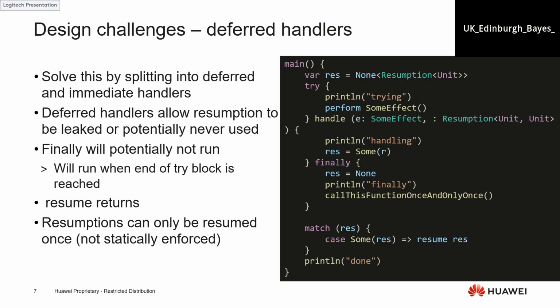I'll come to how we mitigate that in some ways. So this finally block will potentially never run. It's specified when the try block runs. It won't run when we fall off this handle. The resumption is stored. If we resume the resumption, the finally block will be run when we resume back in here and fall off the end of the try block. At that point, we will run the finally. And we thought this was the best way of handling this situation.